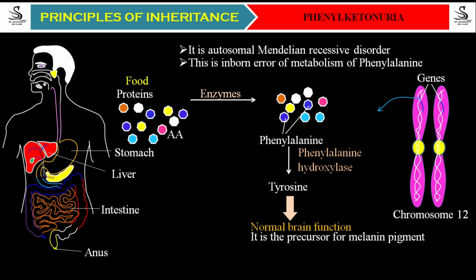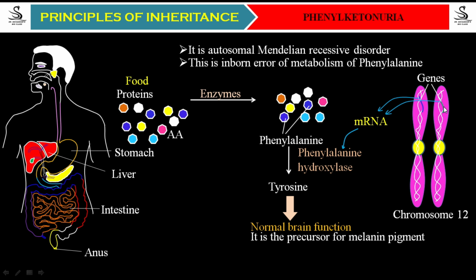These genes will express and lead to the formation of mRNA, and that mRNA is going to be translated into the protein. That protein finally becomes the functional phenylalanine hydroxylase, and it will help in converting the phenylalanine to the tyrosine.